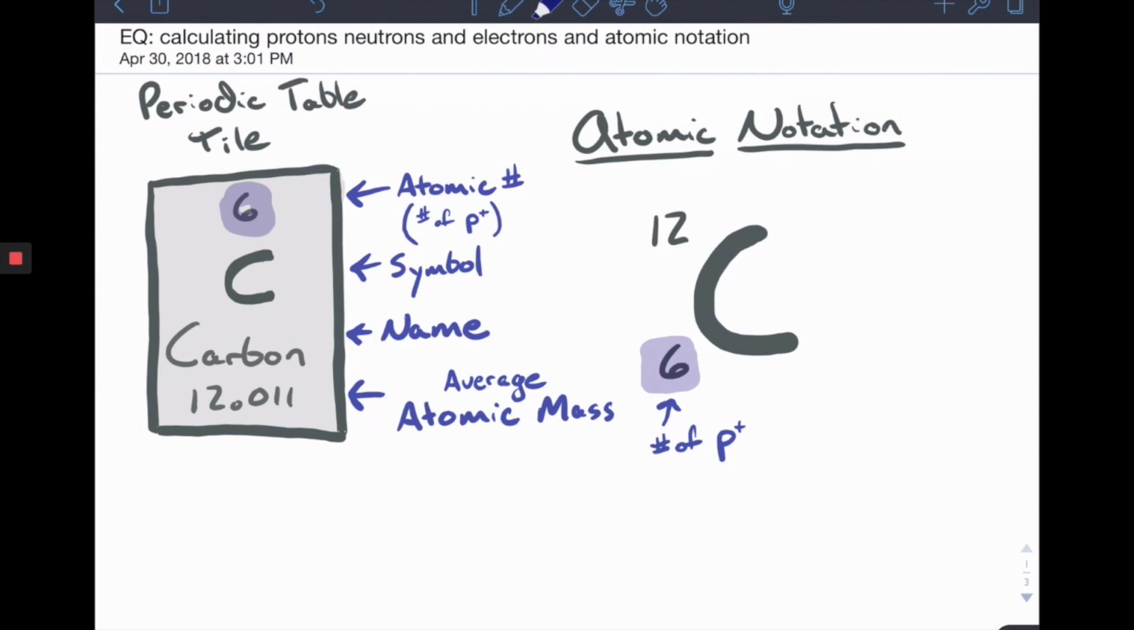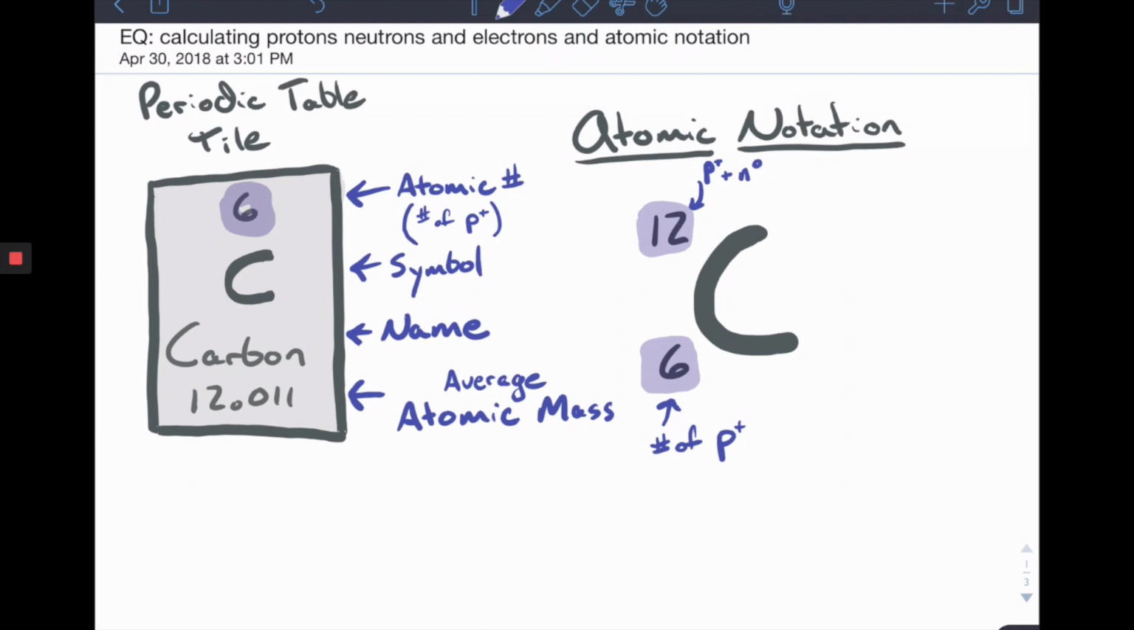Then up above, you will often see the bigger one, but you'll notice now it's not written as a decimal. It's been rounded. And what this is referring to is the number of protons and neutrons that this atom has. So it's the protons plus the neutrons that this specific atom has, which would be 12.